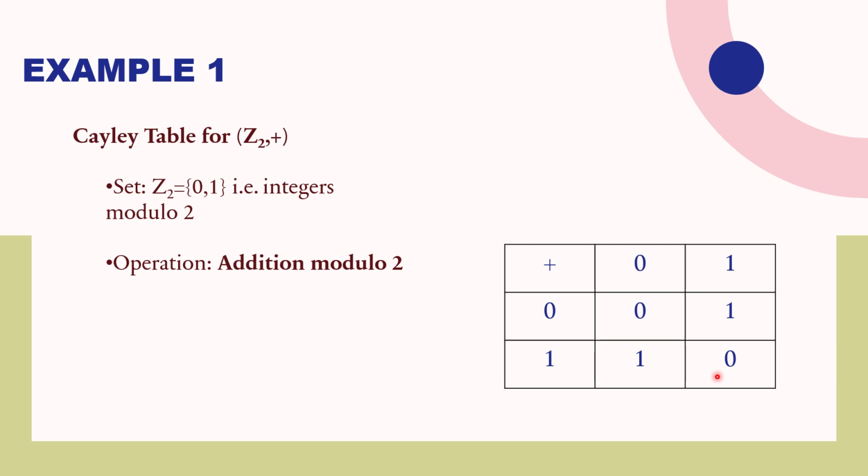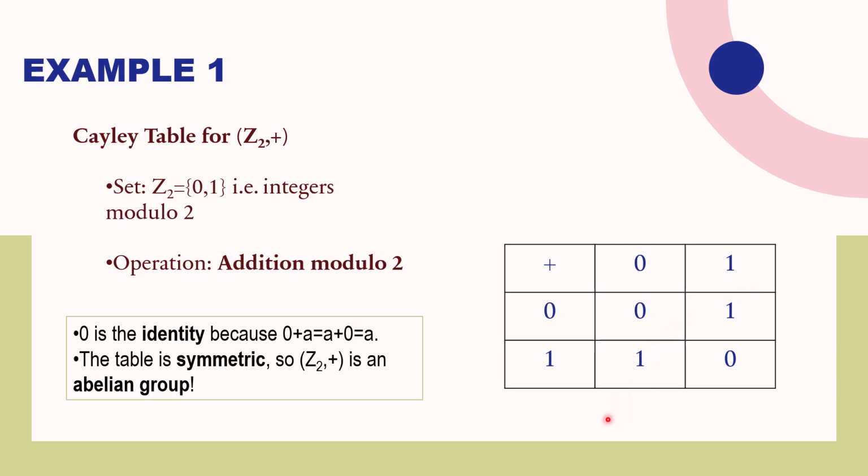Now you see no column or row has a repetition. So it's a group. And the table is symmetric, because 1 and 1 is in the diagonal. There is no different element in the diagonal, so it's an abelian group. That's what's written over here.